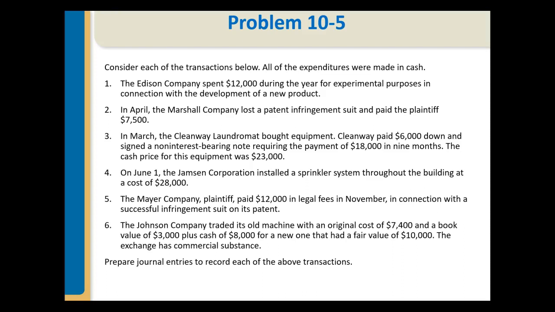Number 4, on June 1st, the Jamson Corporation installed a sprinkler system throughout the building at a cost of $28,000. Number 5, the Mayer Company paid $12,000 in legal fees in November in connection with a successful infringement suit on its patent. And then number 6, the Johnson Company traded its old machine with an original cost of $7,400 and a book value of $3,000 plus cash of $8,000 for a new one that had a fair value of $10,000. The exchange has commercial substance. Our job is to prepare journal entries to record these transactions.